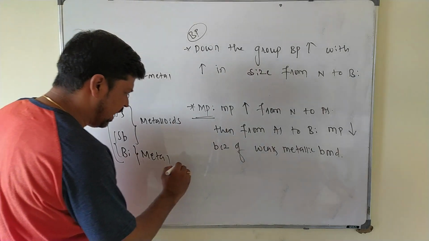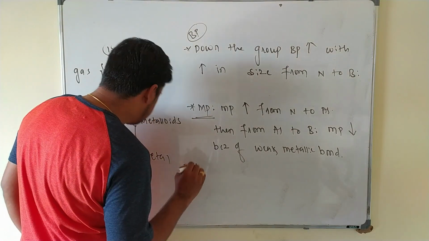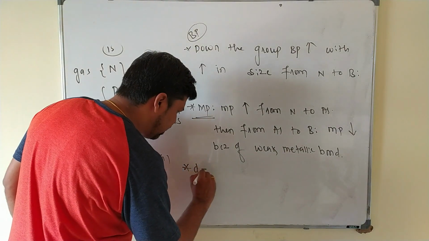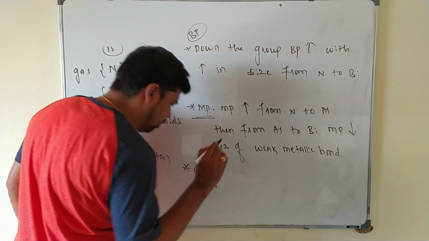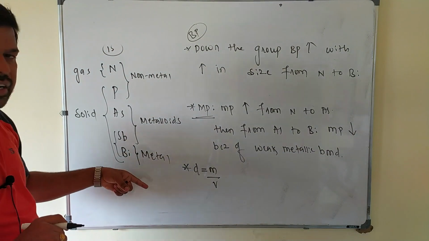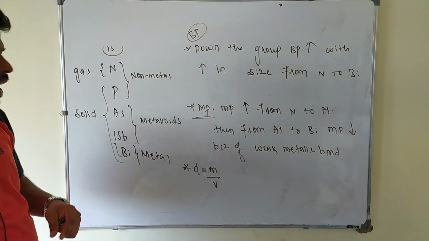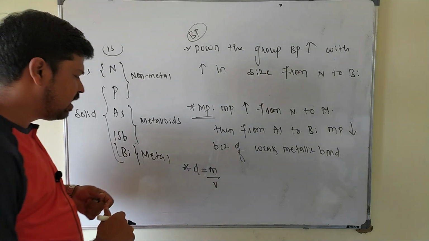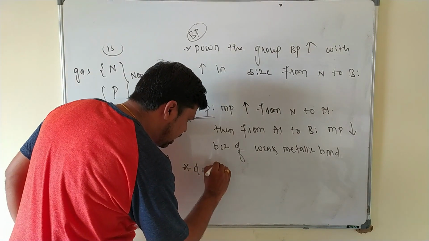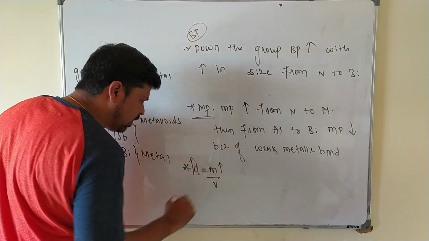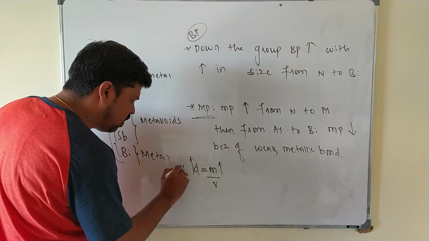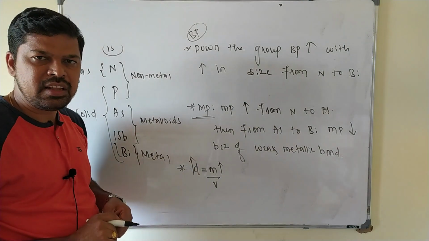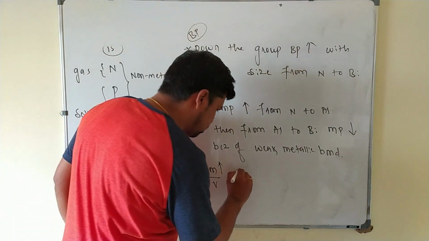Next point is density. What is the density? How does density vary from top to bottom here? Density is equal to what? Mass by volume. Down the group atomic size increases, which means atomic mass also increases. With increase in the atomic number, what happens? Atomic mass also increases. As down the group atomic mass increases, density also increases here. That's why down the group density increases with increase in the atomic mass.